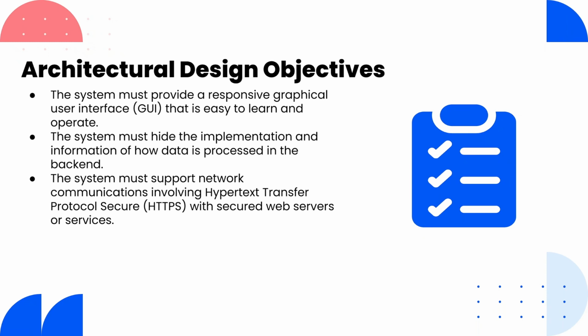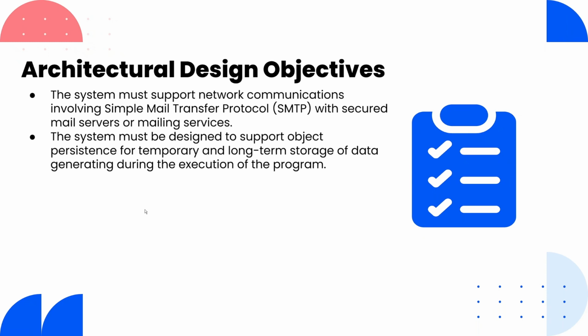And the system must provide networking communication abilities involving hypertext transfer protocol secure with secured web servers or services, because we'll be needing that to communicate with Google APIs. And more objectives that we have is for our system to support network communications involving simple mail transfer protocol with secured mail servers or mailing services. And more specifically, those services we'll be using is the Gmail API.